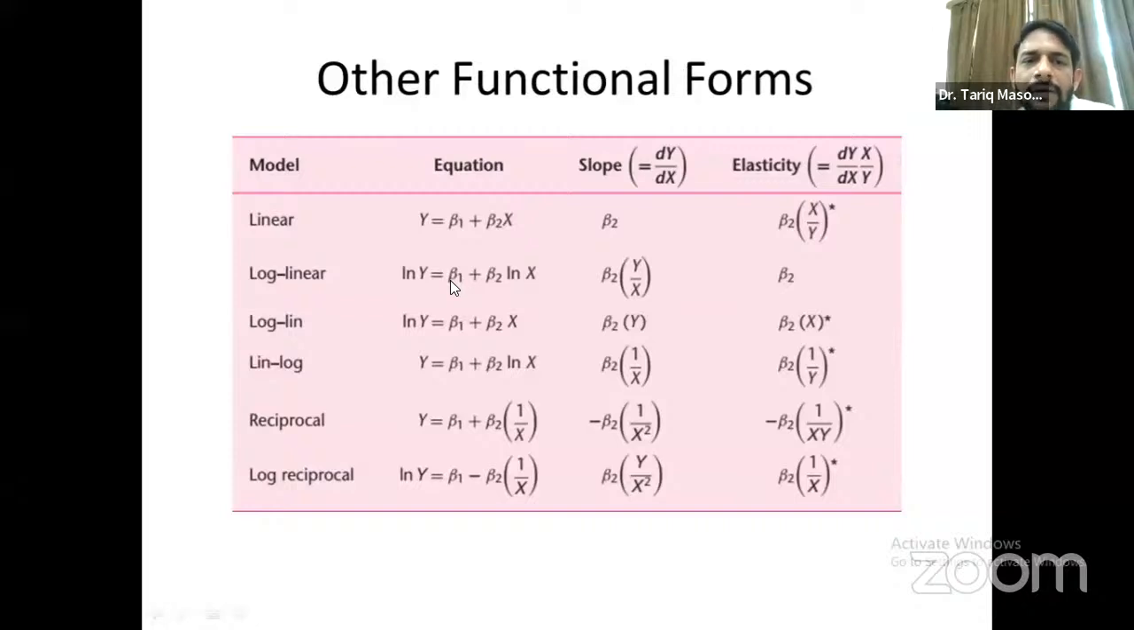Now, next formulation is log linear. We call it log linear formula or double log model. We are taking log transformation of y and we are taking log transformation of x. So both the variables, dependent and independent, we are transforming them in logarithmic form. Now the question is, why log transformation? What is the need of transformation? We do a lot of log transformation in econometrics. Why we do that? What are the benefits?